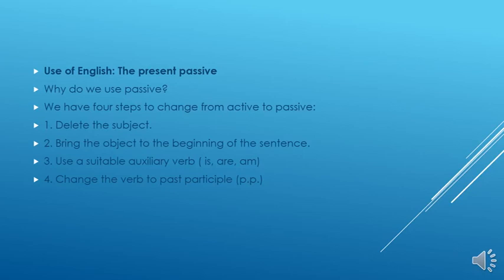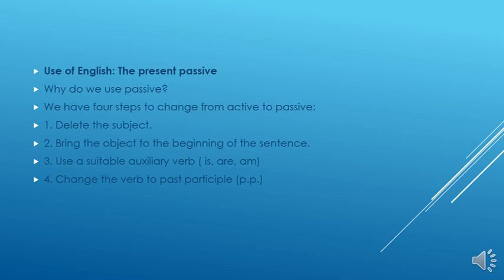The reason is that when we use passive, we don't know who did the action, or sometimes we don't even care who did it. The most important thing is that the action happened itself. So we have 4 steps to do that. These 4 steps are: first one, delete the subject, and the second one would be to bring the object to the beginning of the sentence. The third one would be to use a suitable auxiliary verb, which is the same as a helping verb as known for others.